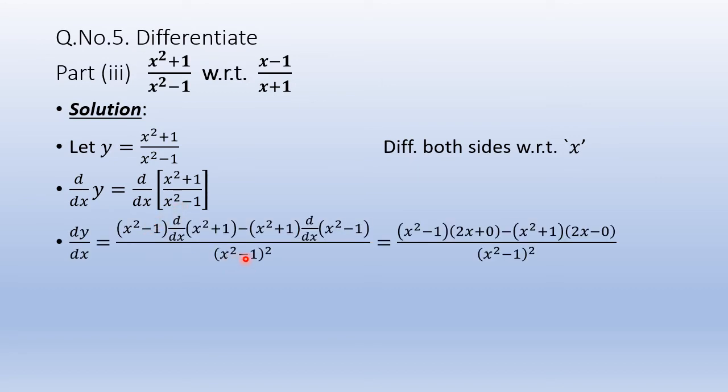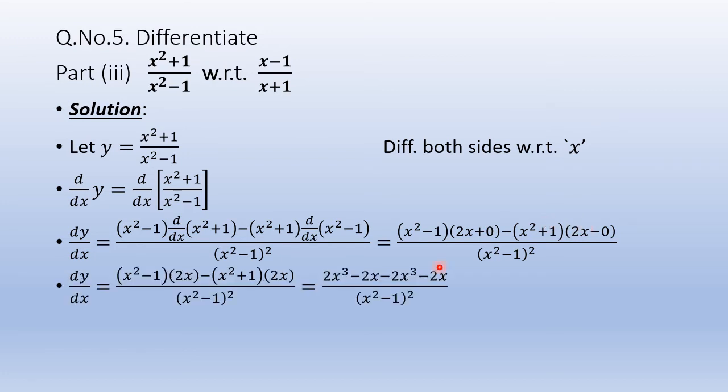The quotient rule is: denominator as it is, derivative of numerator, minus numerator as it is, derivative of denominator, over denominator squared. So d/dx of x² + 1 becomes 2x + 0, and here it becomes 2x − 0. Just put in the derivatives, and now 2x + 0 can be written as 2x. It can also be written as 2x. Now open up all the brackets, and you get 2x³ − 2x − 2x³ − 2x. The 2x³ got cancelled, and our answer is dy/dx equals −4x divided by (x² − 1) whole squared.